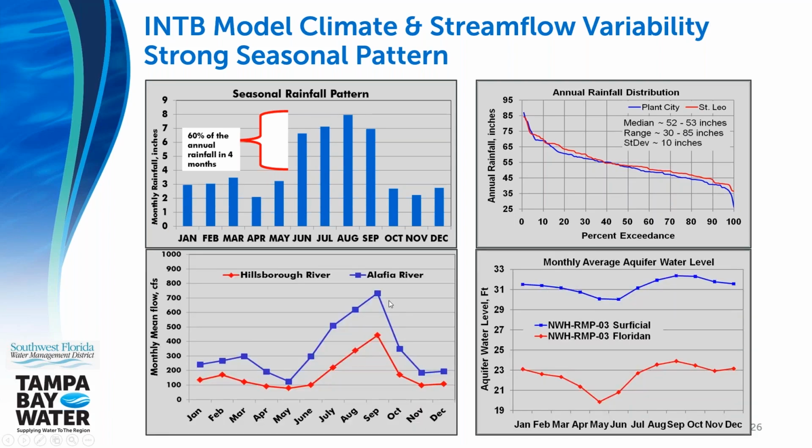Two major supply sources from the surface water system include the Hillsborough River and the Alafaya River. Again, we see a strong seasonal relationship between rainfall and the streamflow and aquifer levels. An interesting note here is that the Alafaya River has a smaller watershed contributing to it than the Hillsborough River, but has a larger stream flow because it has a smaller density of conditionally connected wetlands that store the water and keep it away from the connected stream system.